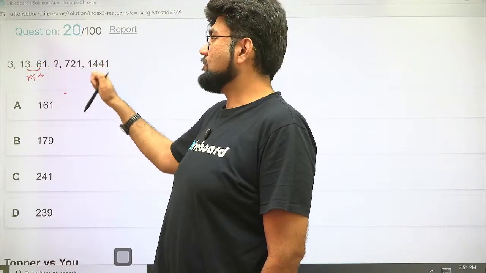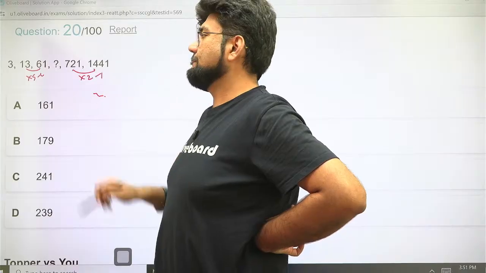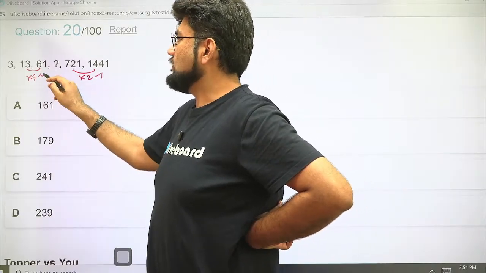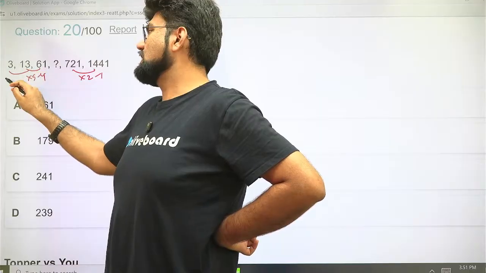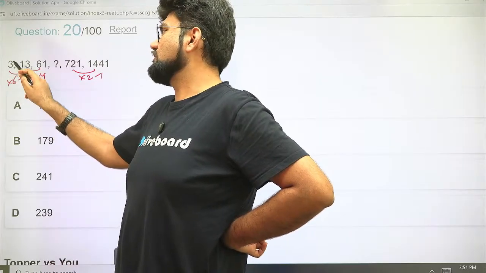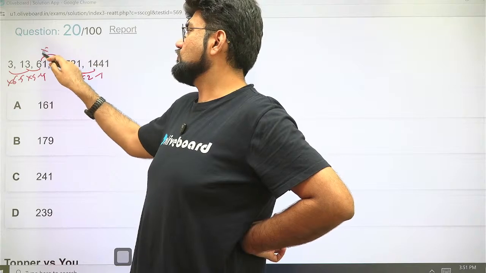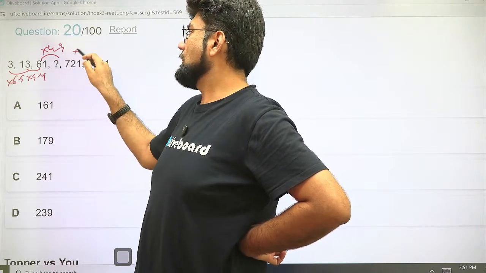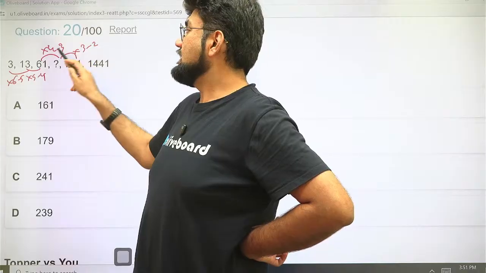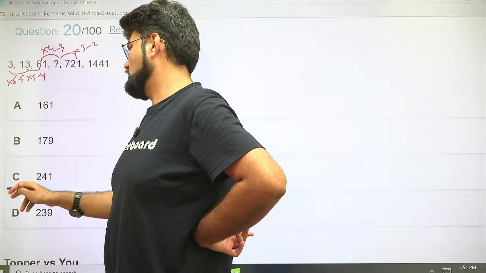Try to observe or pick up every little data which is given. So here it is into 2 minus 1. Now what is this trying to tell you? This is into 5 minus 4, this is into 2 minus 1. So what else can I figure out here? I can say into 6 minus 5. 3 into 6 is 18 minus 5 is 13. So now this should become into 4 minus 3 and this should become into 3 minus 2. Is this making sense? 61 into 4 is 244 minus 3, 241. Option C is the right answer.